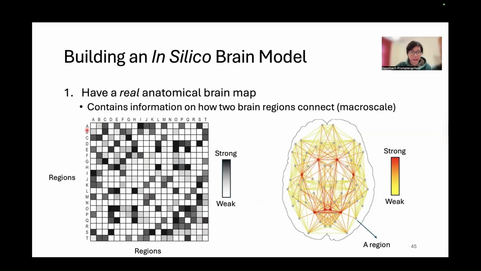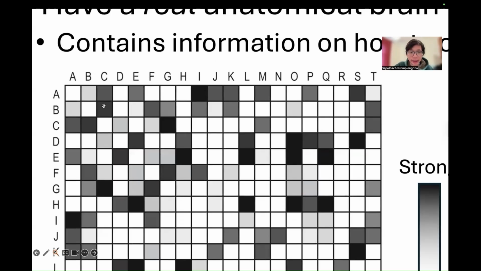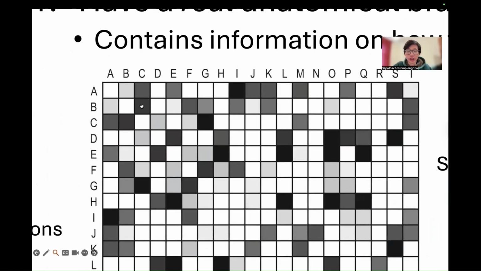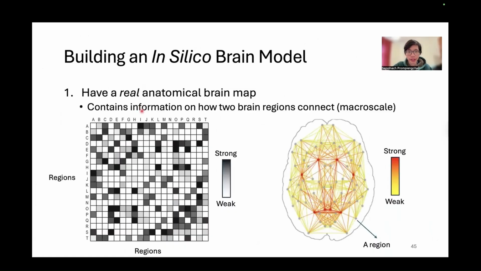In this graph, I want to give you an intuition: each row and each column represents a brain region. So brain region A, brain region B, and so on to brain region T. Let's look at this particular one. We want to see how strong the structural connections are between region B and region C. As you can see, it's quite dark, which means there's a very strong connection.